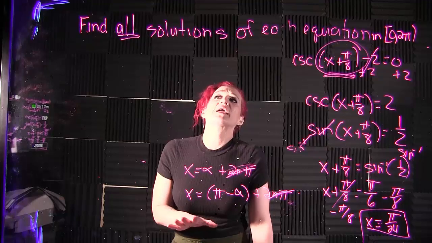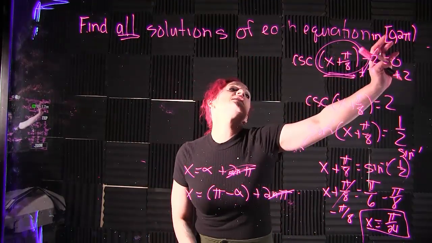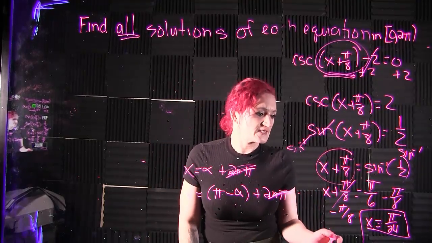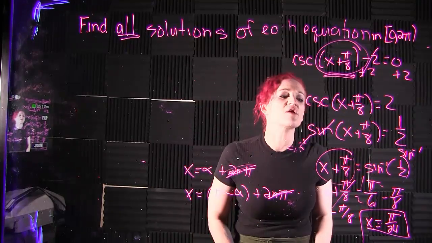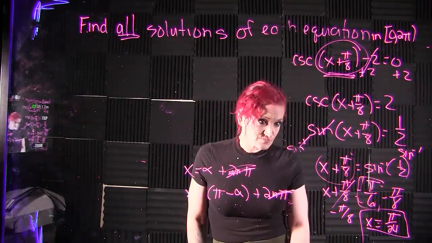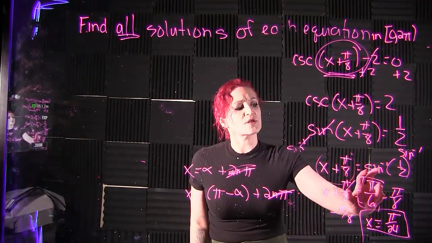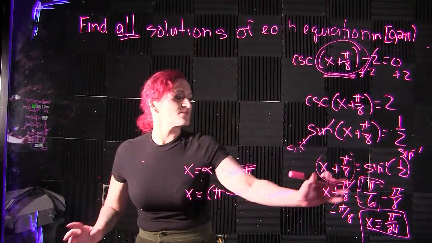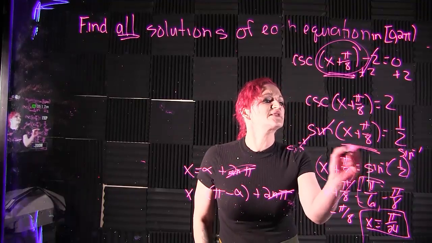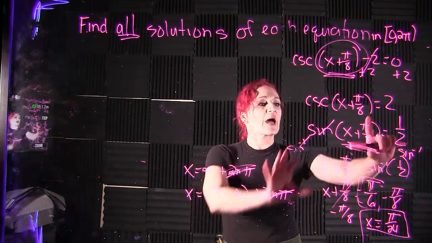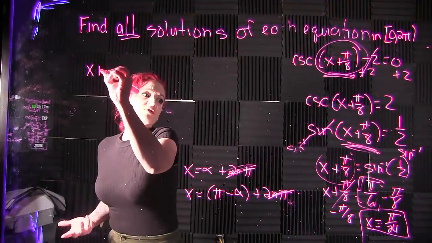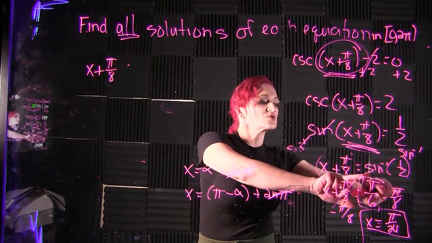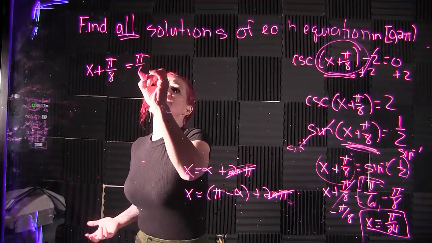Now, keep in mind, we want to find all solutions within the parameters of 0 to 2 pi. So far we know that x plus pi over 8 is equal to inverse sine of 1/2, which ended up calculating to pi over 6. So that's the piece that I want to pull out here. We have our left piece here, which is our x, or whatever happens to be inside the parentheses here. So for us, that is x plus pi over 8. And we got that that equals sine inverse of 1/2, which is actually pi over 6.